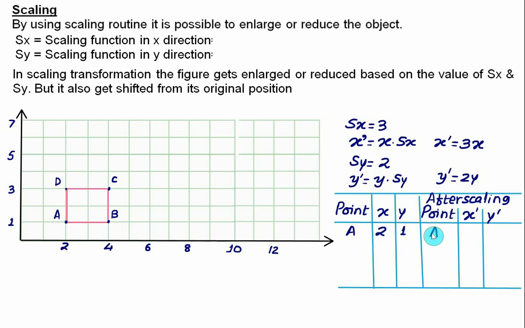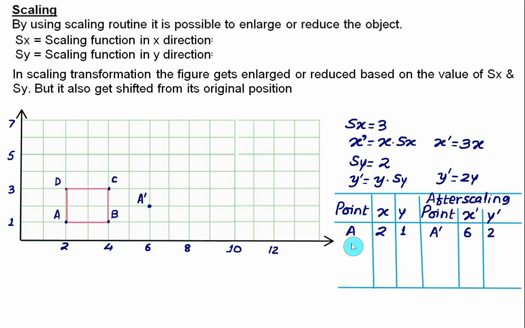That will become A prime, which will be equal to 6, and 1 is multiplied by 2, that equals 2. So 6 comma 2. 6 is here and 2 is here. So this point becomes our point A prime.